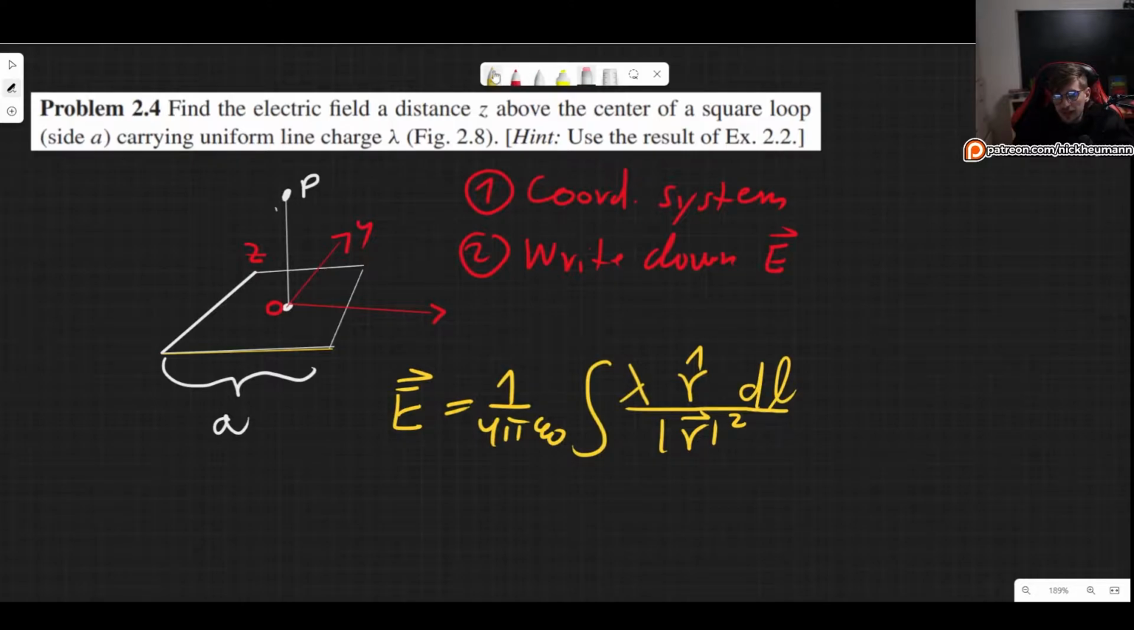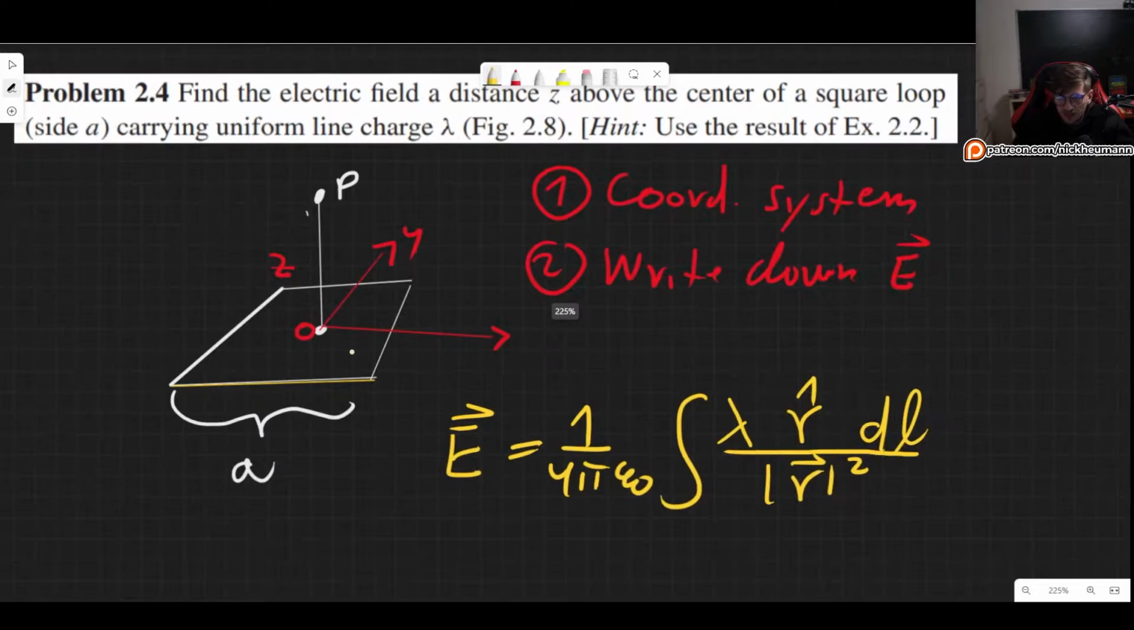Okay, so now let's go for our r hat vector. Let's try to find it, right? That's the 3rd step. Now find our unknown r hat. So how do we do this? Well, if we have any dl, so let's say that this is our segment of interest dl, right? Then the vector from this to our point is going to be exactly that one, right? This right there is going to be our r vector.